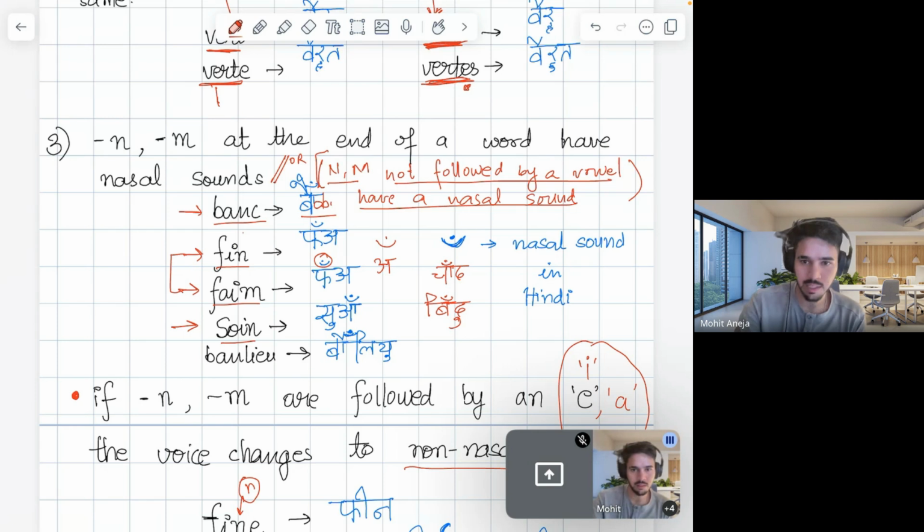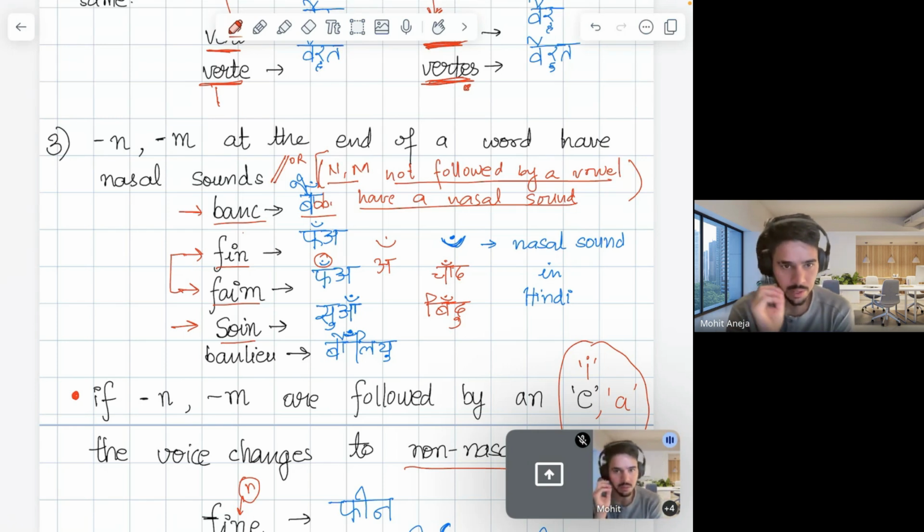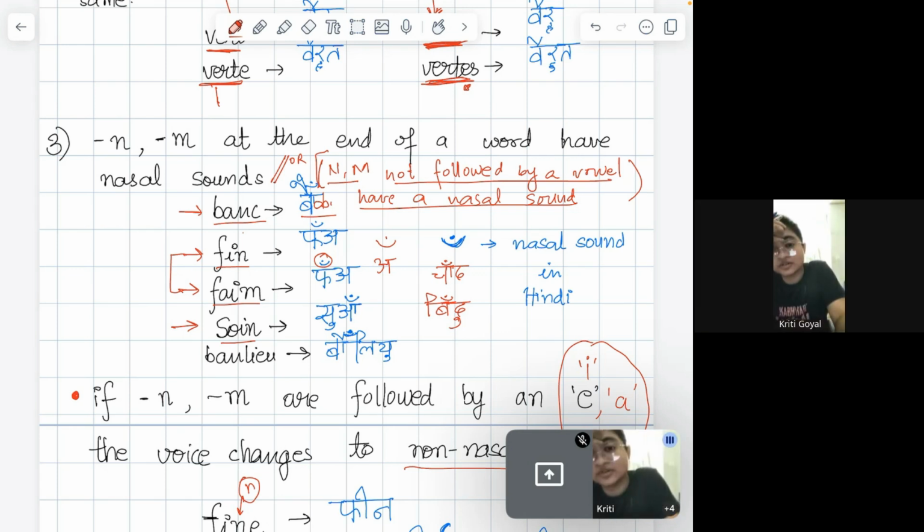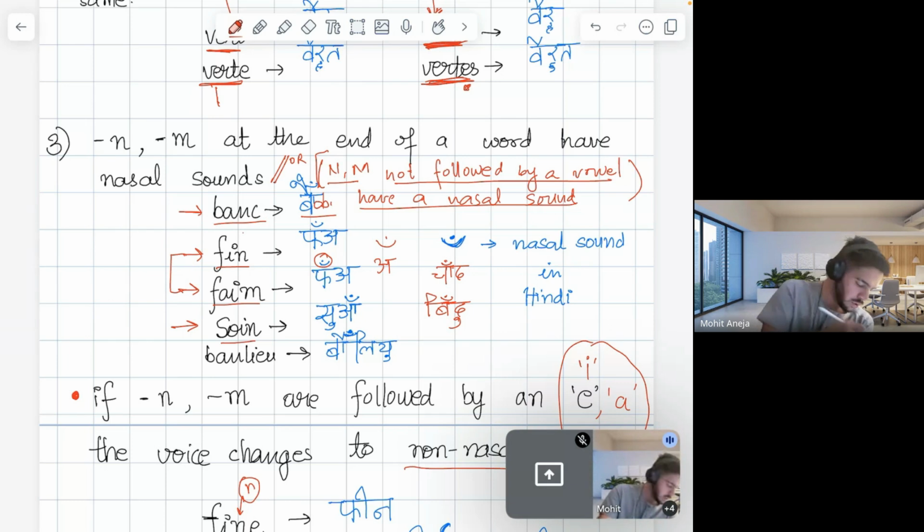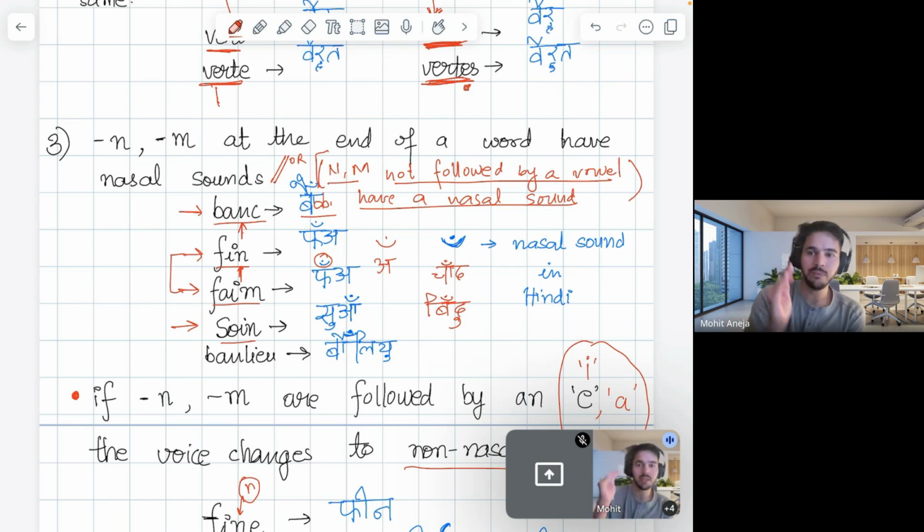Kriti, can you repeat this rule? N and M, not followed by a vowel, have a nasal sound. I'm not able to follow, can you please repeat it for me once? Yeah. So I'll give you an example. Whenever you see an N anywhere in the French word, if it's not followed by a vowel, meaning that it's either followed by a consonant or there is no word after it, no letter absolutely.